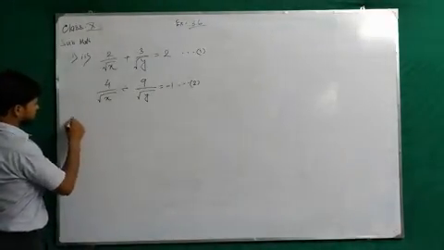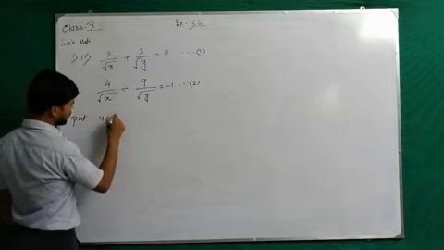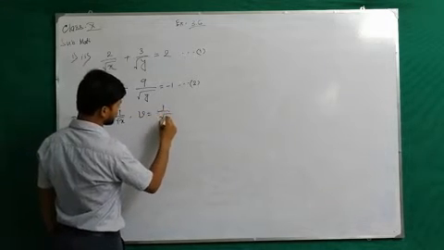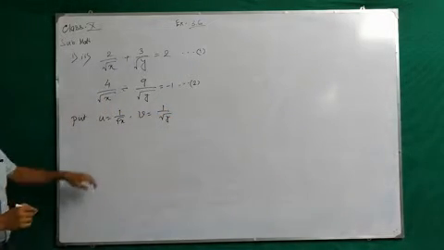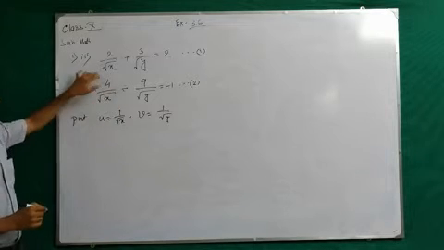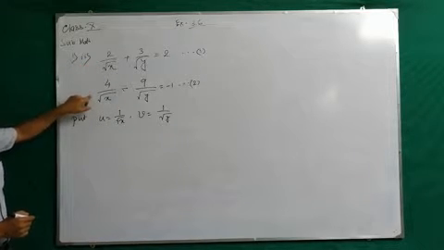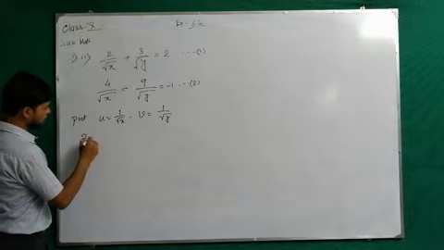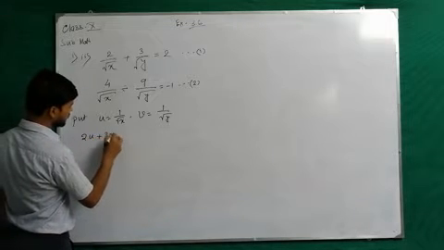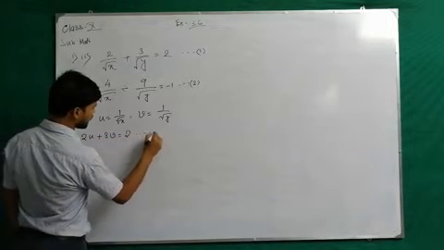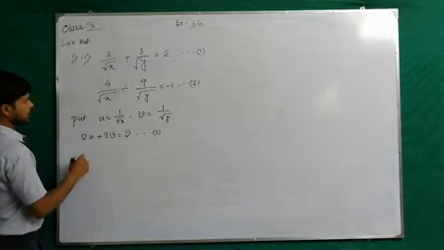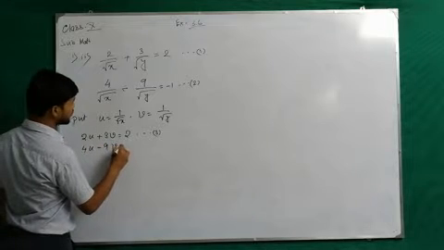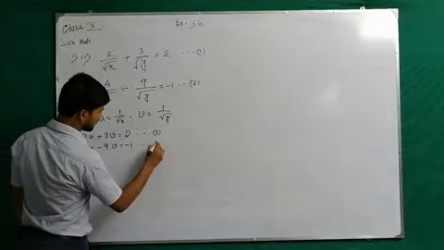So first, put u equal to 1 by root x and v equal to 1 by root y. If you substitute these values in equation number 1 and equation number 2, then these two equations will be converted into 2u plus 3v equal to 2. This is equation number 3, and 4u minus 9v is equal to minus 1. This is equation number 4.